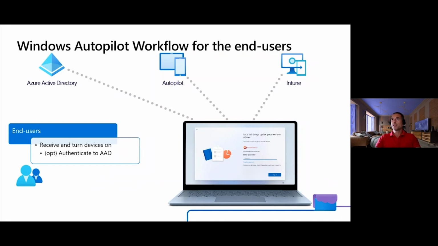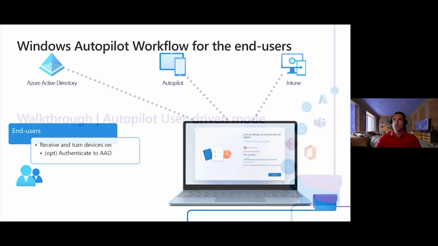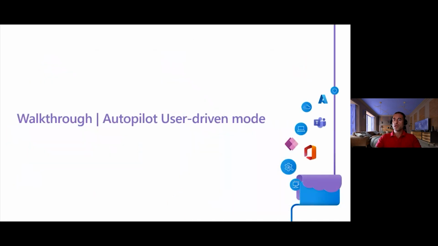So the last part is the end user flow, where the device is received by the end user or by the school, and the end user has to turn on the device and start the provisioning process for the Windows Autopilot workflow for the end user. So now I'm going to show you the Windows Autopilot user-driven. Actually, this is the same process for the user-driven and for the pre-provisioning mode.